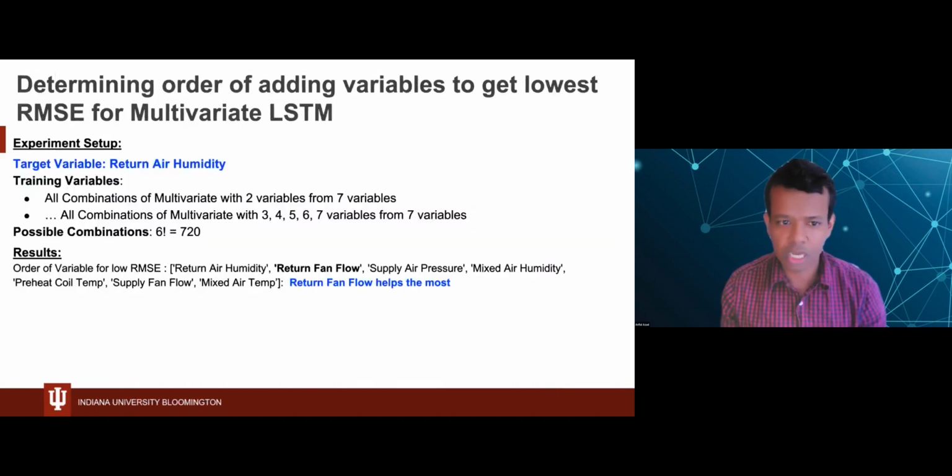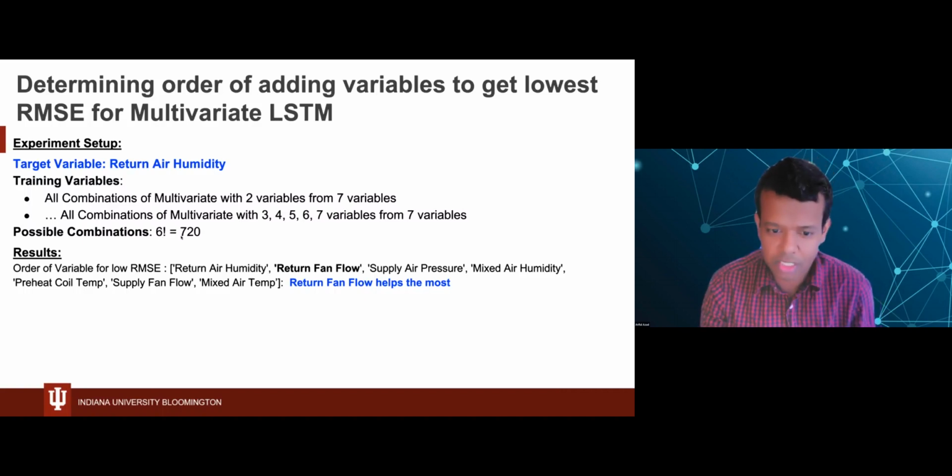So in order to see what collection or what combination of variables would give us the best possible result, we tried all possible options. In this case, we have 7 variables, so we can consider all 6 factorial combinations. That means 720 combinations of variables, and see which one is giving us the best possible results.